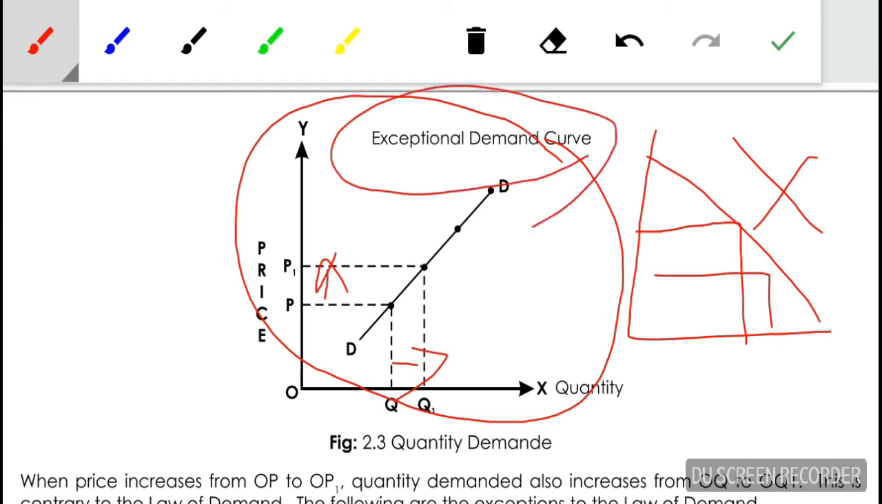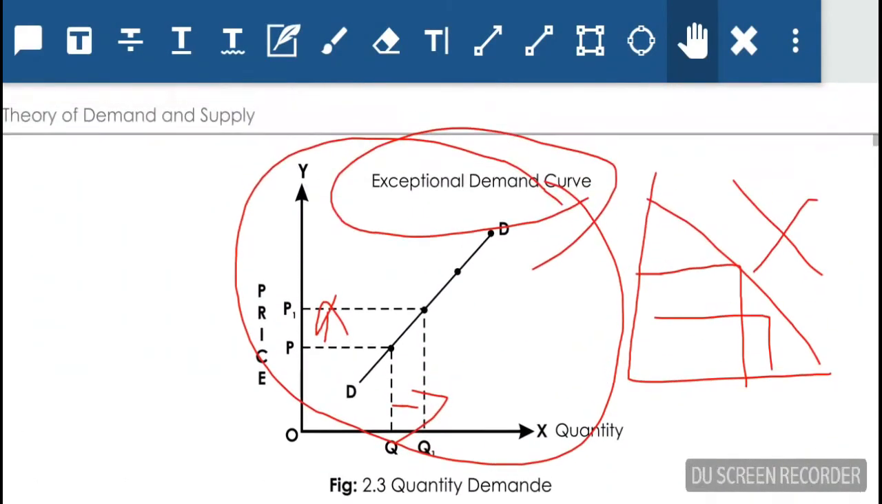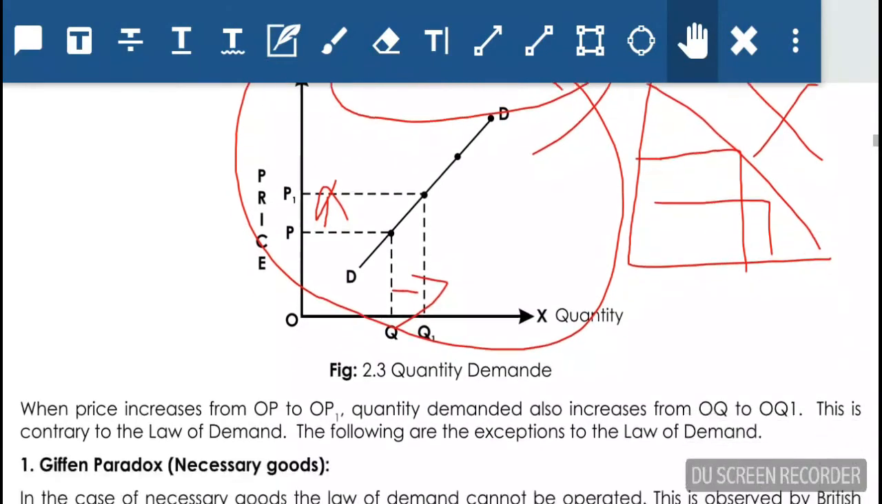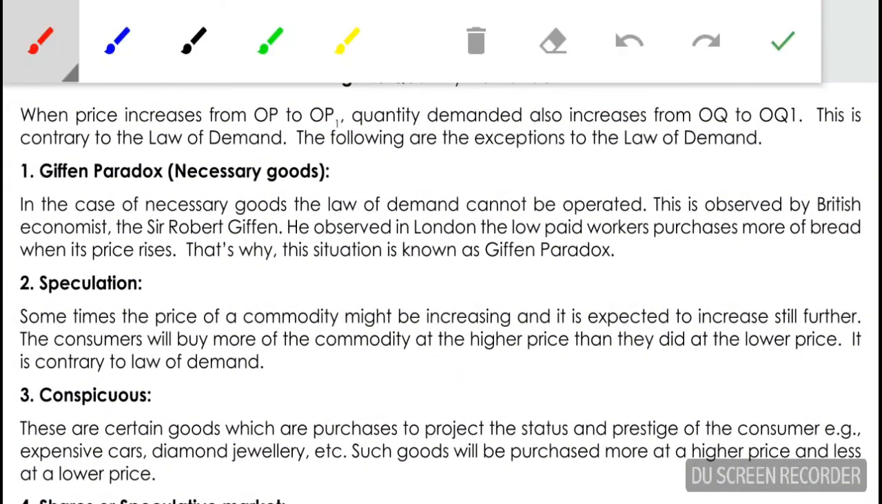Let's check what the products are that will give this exceptional demand curve. First one, Giffen paradox. Giffen paradox means necessary goods. In the case of necessary goods, the law of demand cannot operate. This was observed by the British economist Robert Giffen. He observed that in London, low-paid workers purchase more bread when its price rises. That is why the situation is known as Giffen paradox.